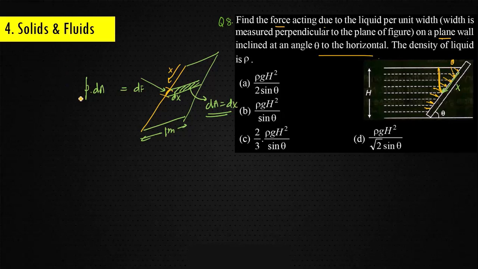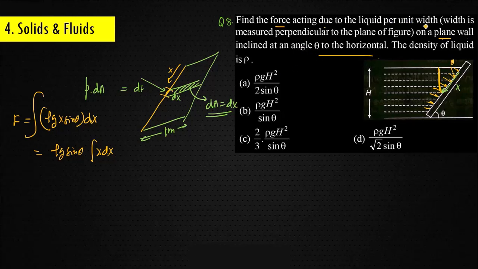So at that particular point, P equals how much? Rho g x sine theta. There the P into dA is dx. Integration of that will be the total force F. So that means I am getting rho g sine theta integration of x dx, and the limit of x is from 0 to L.